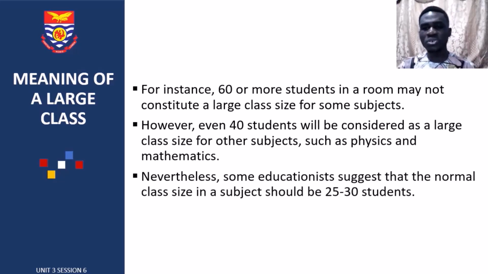Most educationists suggest that the normal class size in every subject should be between 25 to 30 students, which means at least 25 students to one teacher. So, the teacher-student ratio should be 1:25 or 1:30. So one teacher, 30 students. This is what educationists suggest should be the normal class size in a subject.